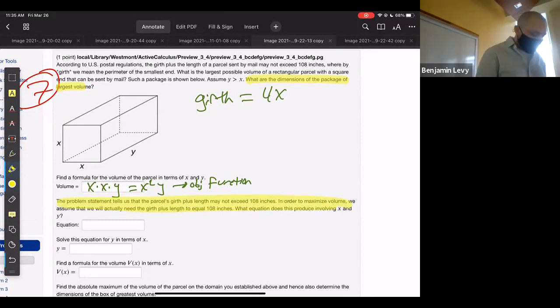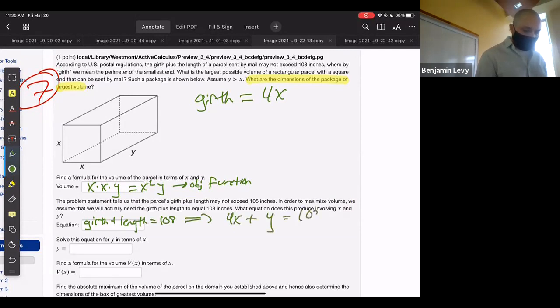So what is the relationship that represents that? We want girth plus length to equal 108. And so that means girth, which is 4x, plus length, which is y, has to be 108. And so that's our constraint.